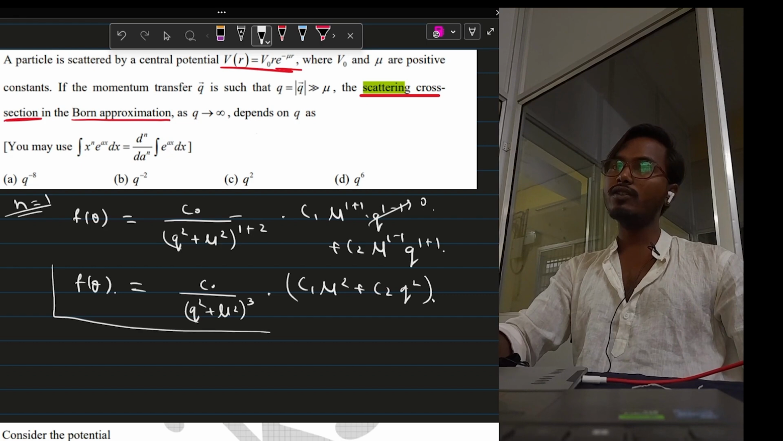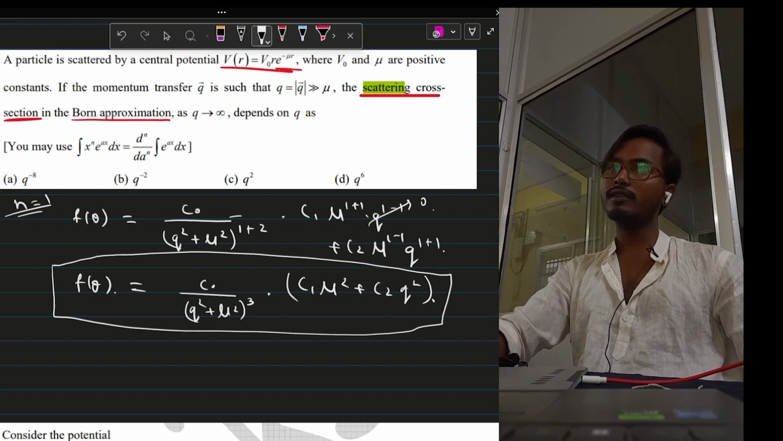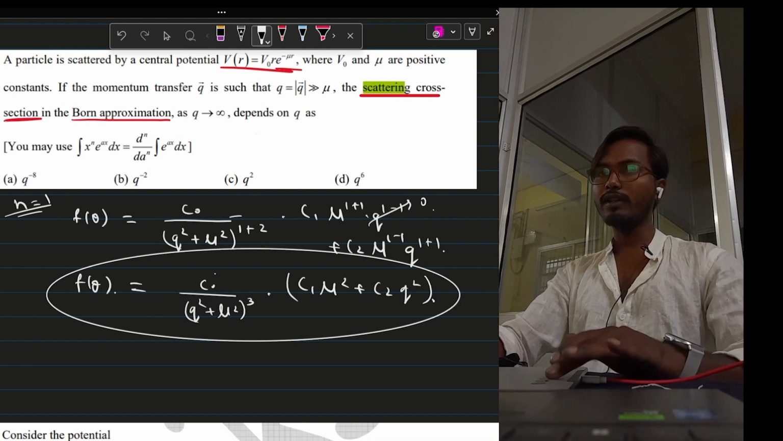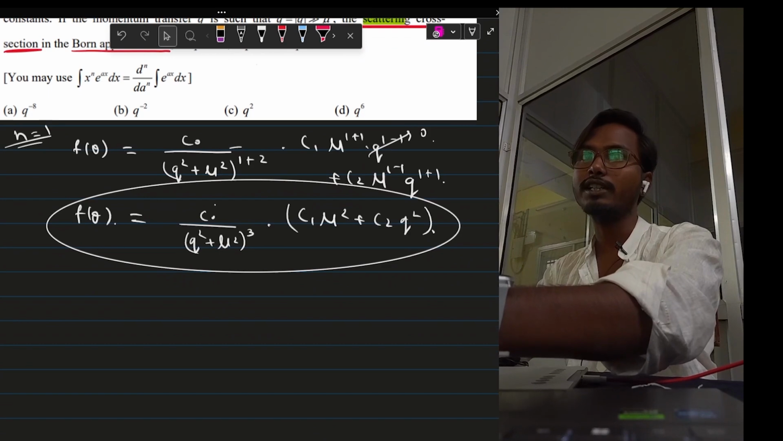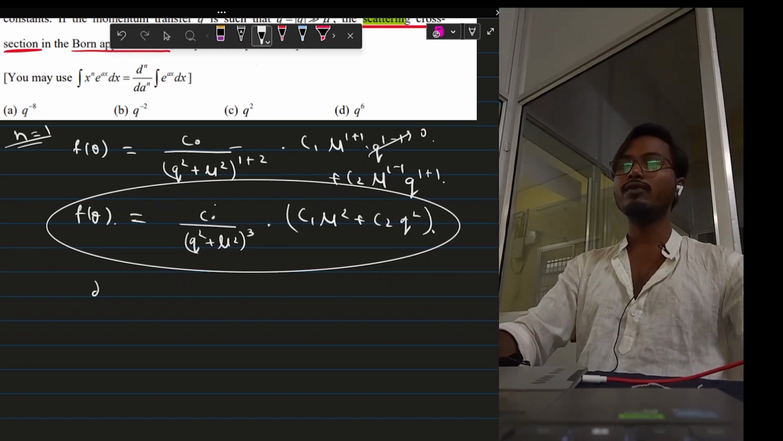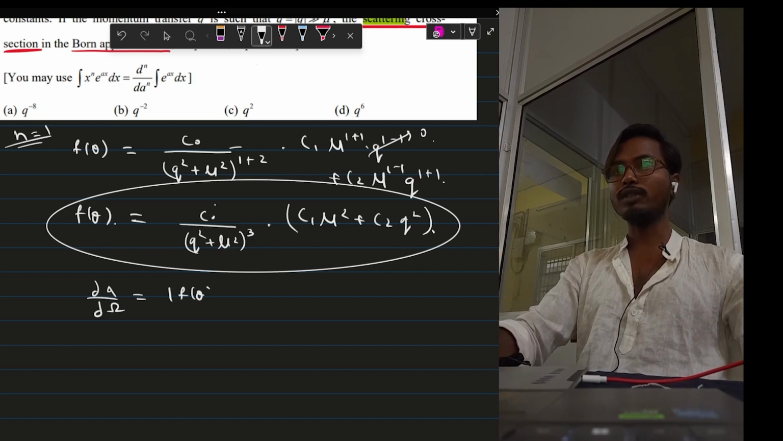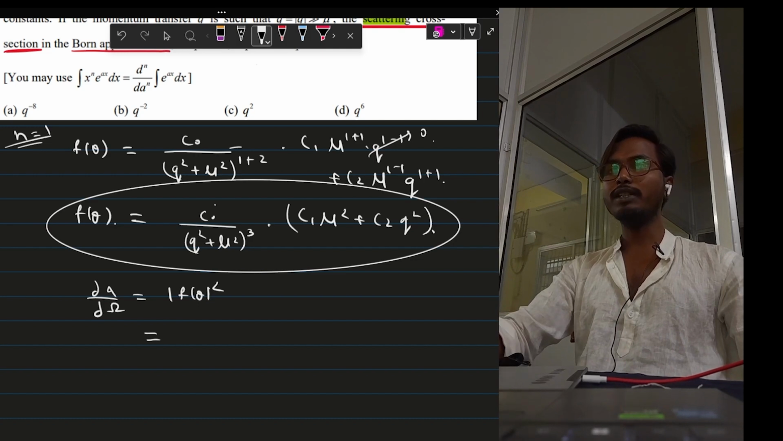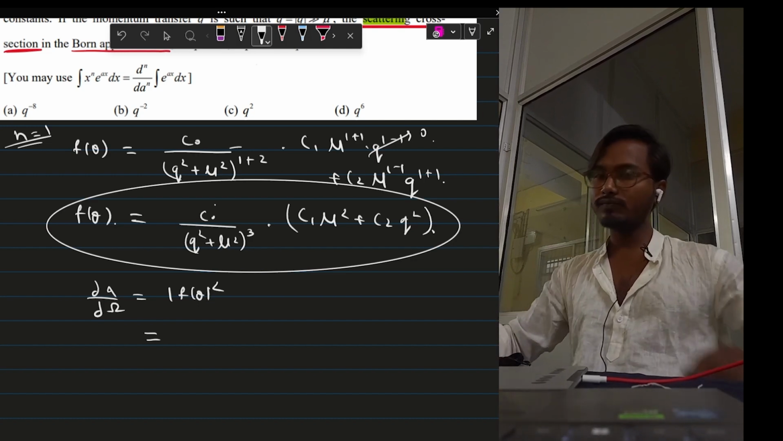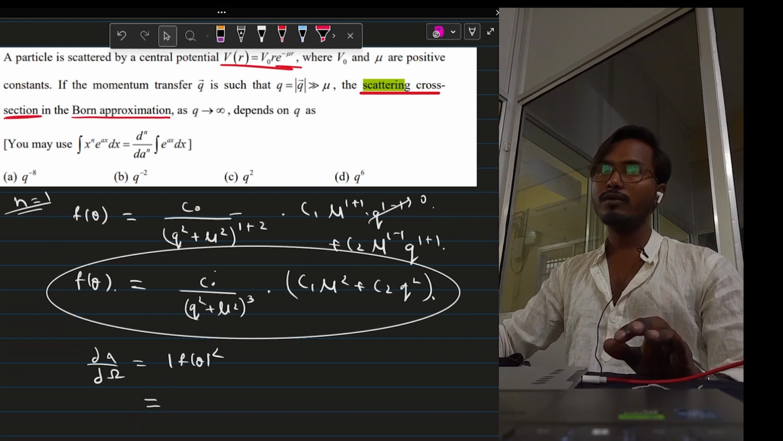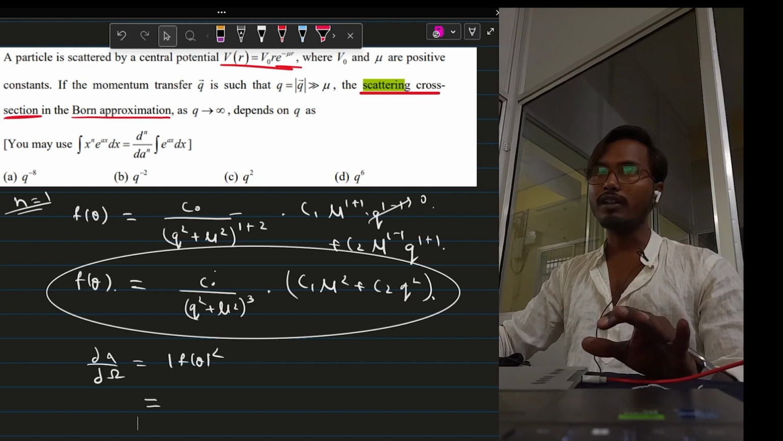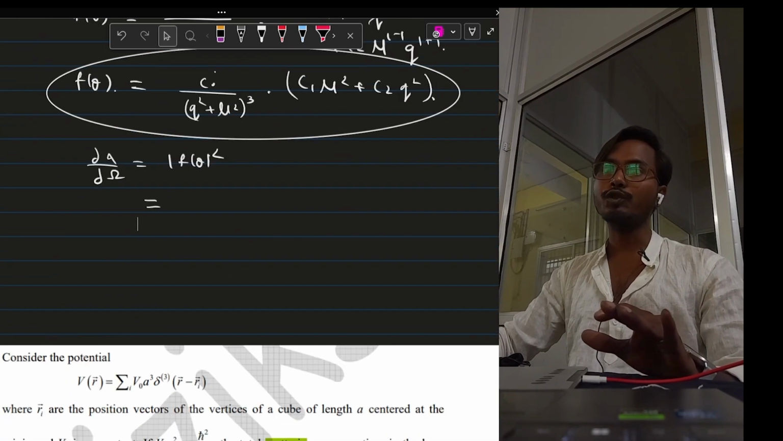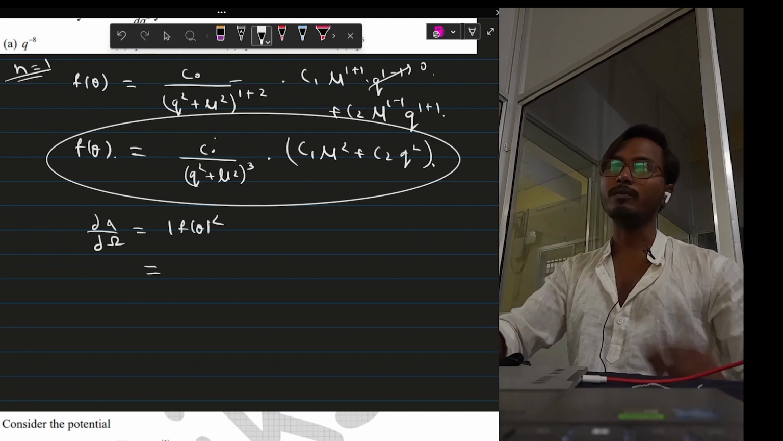What do we need here? We need total scattering cross section. No, differential scattering cross section. We need relations for differential scattering cross section. It will be the value of f of theta square. And we are only interested in this q's value, and the problem is asking about dependence. Dependence means proportionality, so we are going to ignore every other term here.